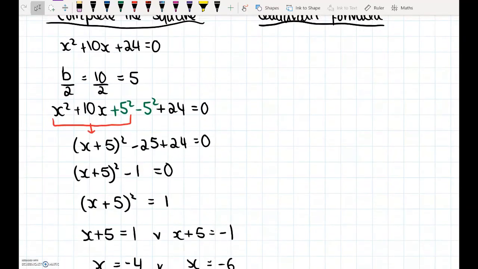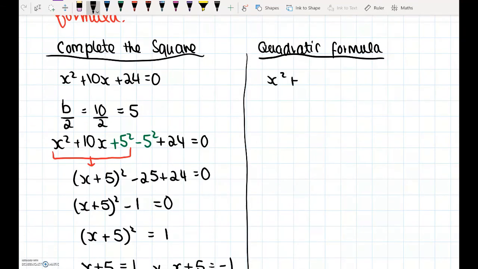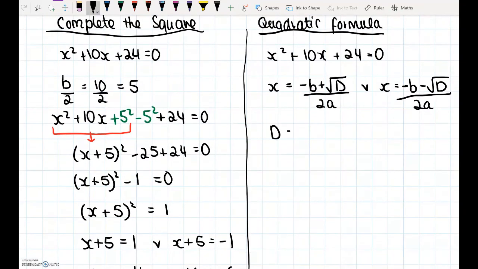Okay, now with the quadratic formula, we'll do the same question. Okay, so x squared plus 10x plus 24 is equal to 0. The quadratic formula, you will remember, is x is equal to negative b plus the square root of d over 2a, or x is equal to negative b minus the square root of d over 2a. Okay, now d is equal to b squared minus 4ac. Okay, and that's the discriminant. Remember, it tells us how many solutions the quadratic formula has.